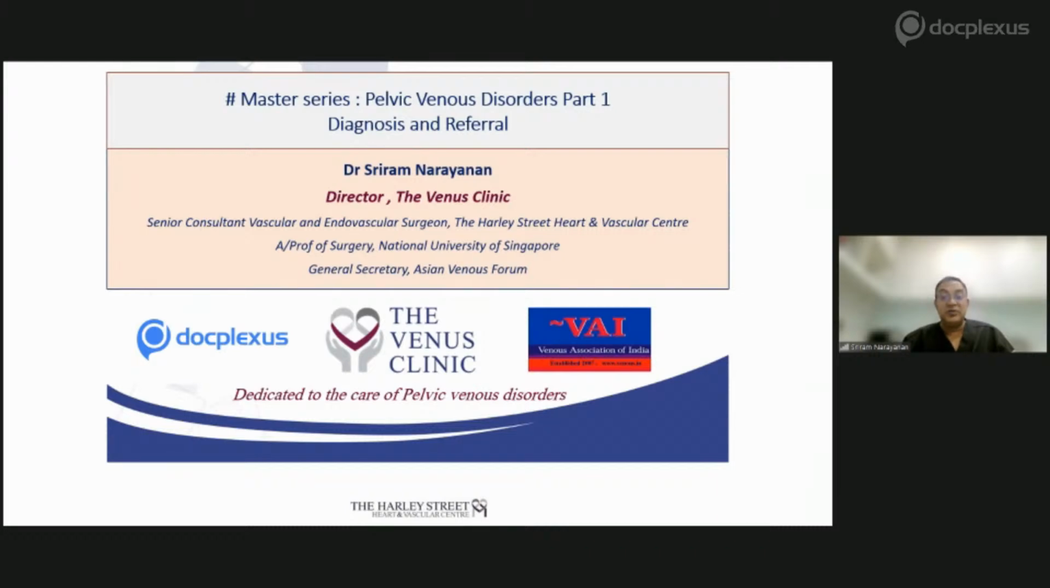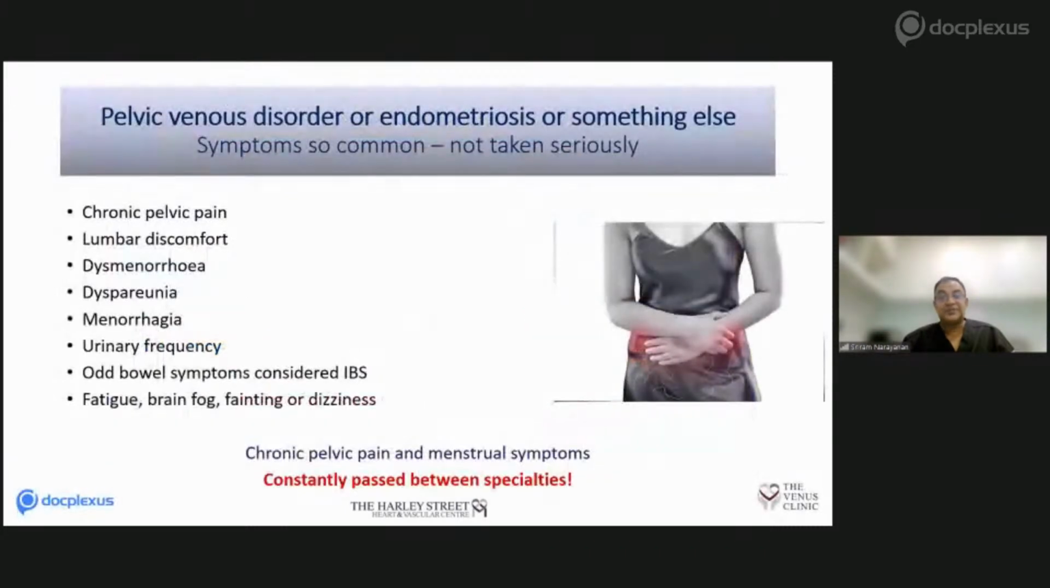I shall then move on to what is an extremely common condition, which is pelvic venous disorders. For a long time, it used to be called pelvic congestion syndrome. And really, pelvic congestion syndrome is a bit of a basket diagnosis. It means the patients have chronic pelvic pain, and we don't quite know what the cause is. It has a huge symptom overlap with a much commoner condition called endometriosis, although the 2 of them run side by side. And these symptoms are so common among women that sadly, they're often not taken seriously.